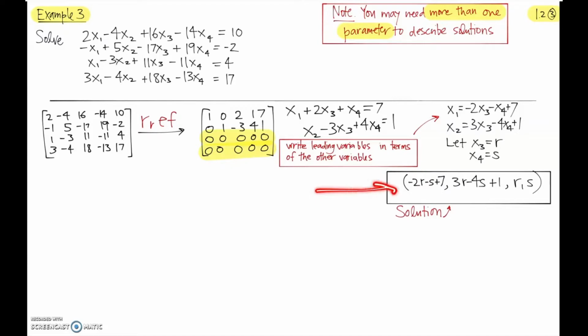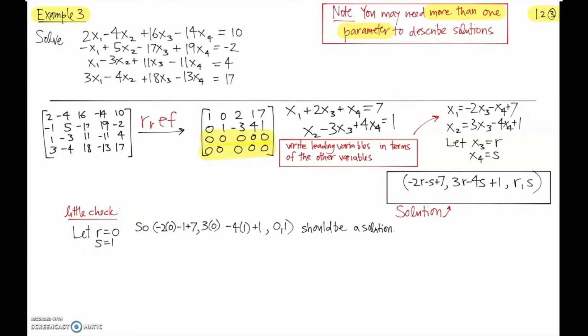Here's your answer. I'm going to do just a little check. I'm going to let r equal 0 and s equal 1. So putting those in for r and s, I get negative 2 times 0 minus 1 plus 7, 3 times 0 minus 4 times 1 plus 1, and 0, 1 should be a solution, which means that 6, negative 3, 0, 1 should be a solution. So this should work for any equation in this system.